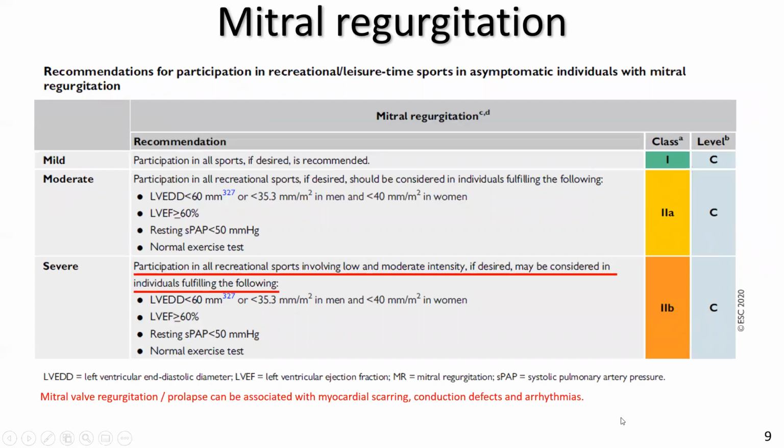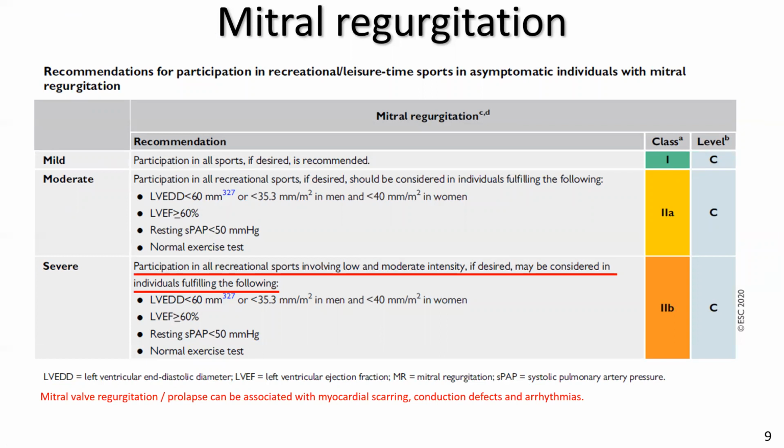Now, finally, I come to mitral valve disease. I'm only going to cover mitral regurgitation. As I said, the full guidelines will give you information on mitral stenosis as well as the right-sided valves. So just to go to the severe disease again, with mitral regurg, which means the mitral valve leaks backwards into the left atrium during systole. Here, participation in all recreational sports involving low and moderate intensity, if desired, may be considered in tightly controlled conditions.